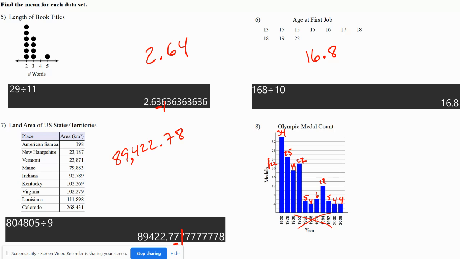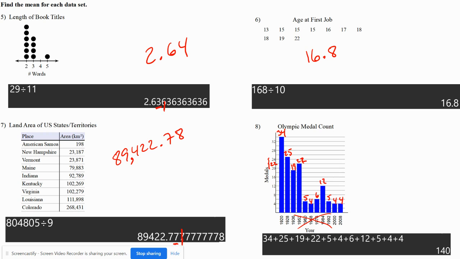All right, I'm dealing with the mean in this case, so let me just add everything. I'm just going to add all my numbers. And I'm going to divide it by how many numbers I have. So I added everything equals 140, divided by 11 because there's 11 numbers.